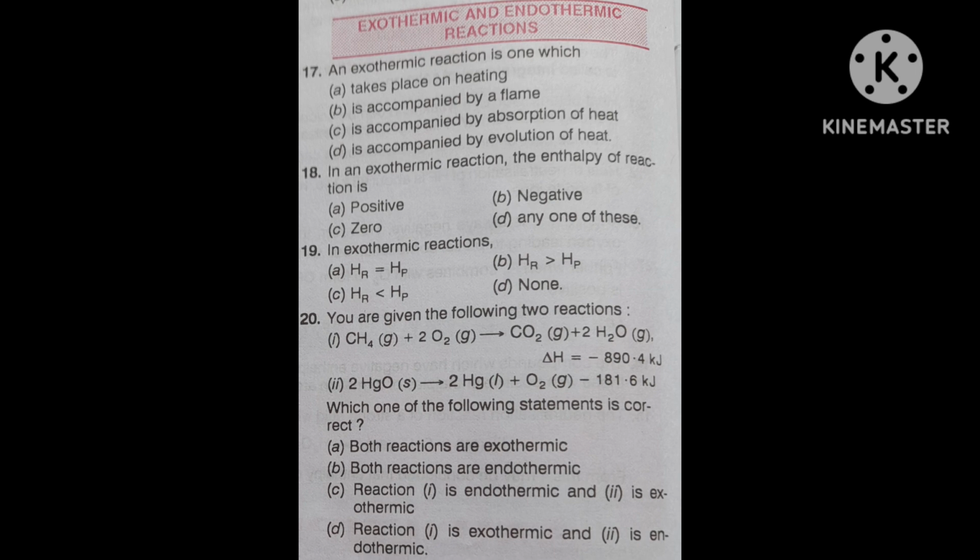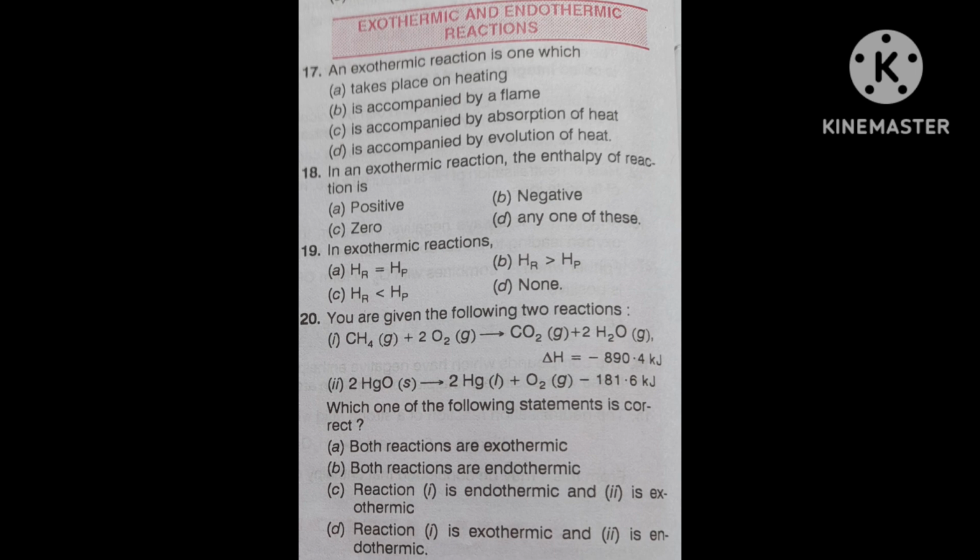Its correct answer is accompanied by evolution of heat. Option D is correct. An exothermic reaction is one which is accompanied by evolution of heat. In an exothermic reaction, heat is evolved. Delta H is negative.